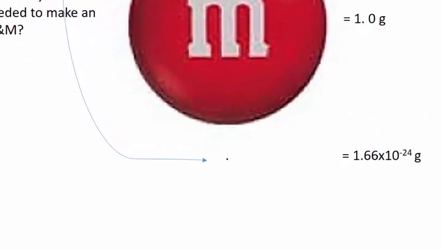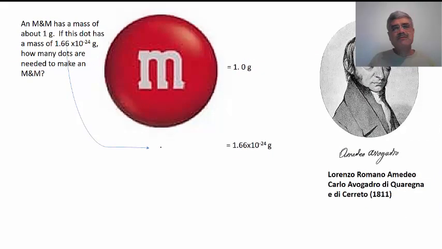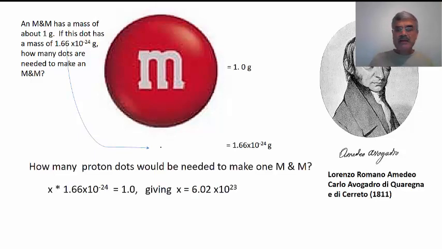Now, below that, I show a dot. Let's consider this to be sort of an elementary particle or proton dot, having a mass of 1.66 times 10 to the minus 24th grams. And the question is, how many of those little elementary proton-type dots would be needed to put together 1 gram of an M&M? Well, it would be some number x times 1.66 times 10 to the minus 24th, and that would be 1 gram. If you solve for that, you'd get x is equal to 6.02 times 10 to the 23rd.